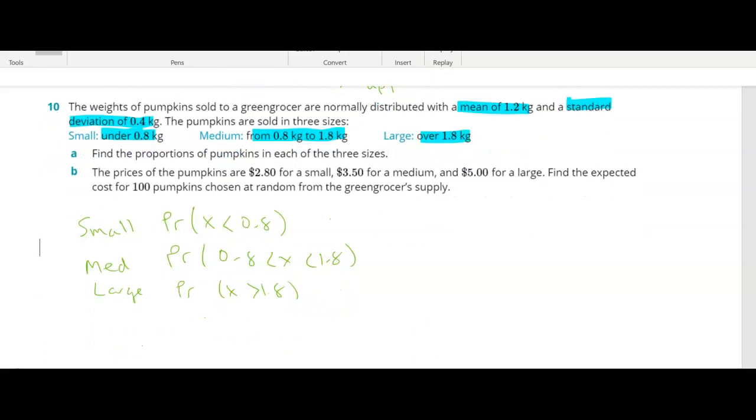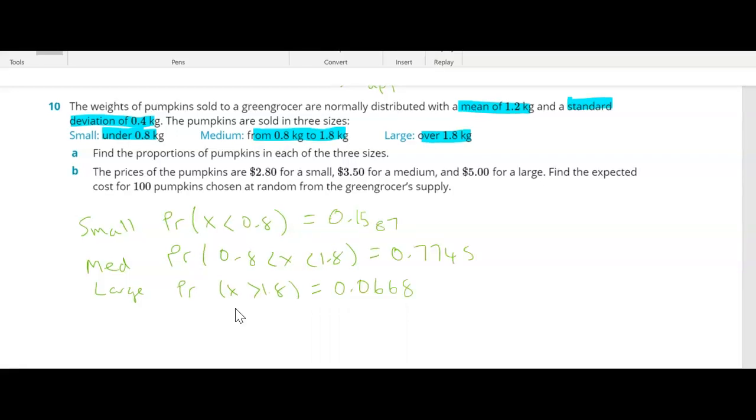All right, so go ahead and do all that on your calculator. I'm not going to do that because I know my computer is about to die. All right, so there's your answers for the small, medium, and large. Okay, and they should add up to roughly 1.